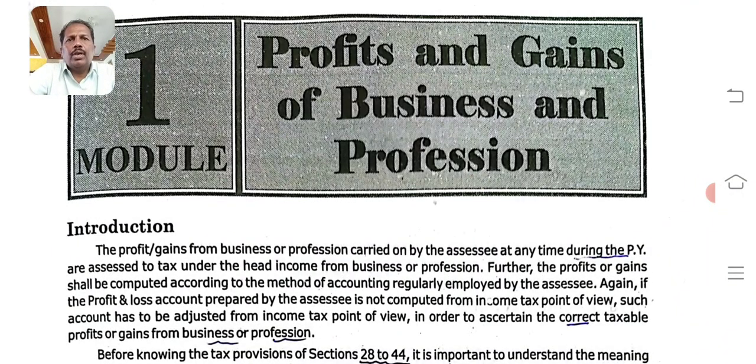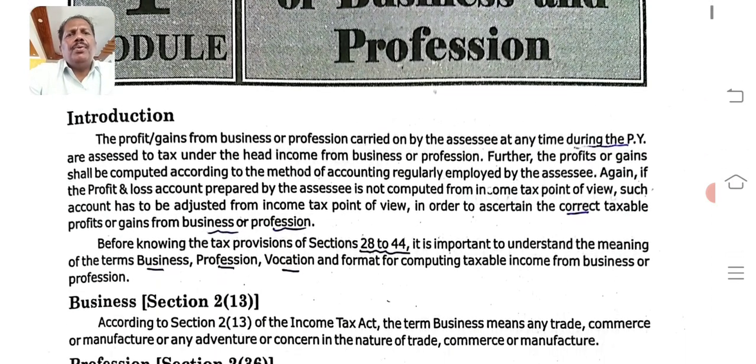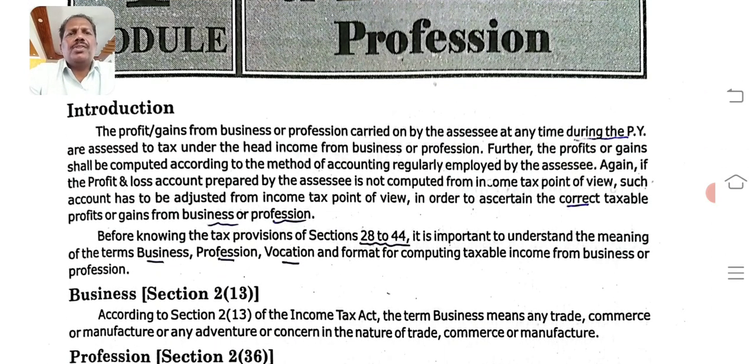So, good morning, students. I am discussing in income tax the first chapter, profits and gains of business and profession. The profit or gains from business or profession carried on by the assessee at any time during the previous year are assessed to tax under the head income from business or profession.